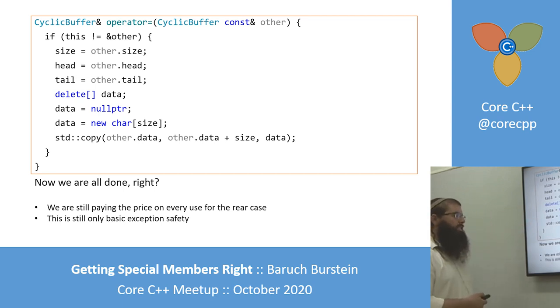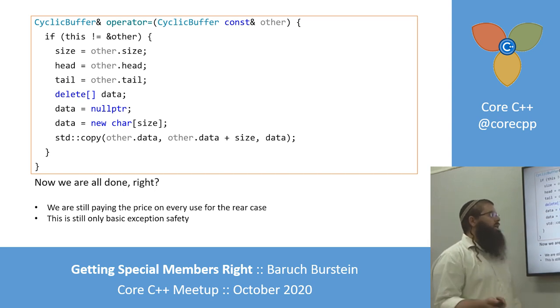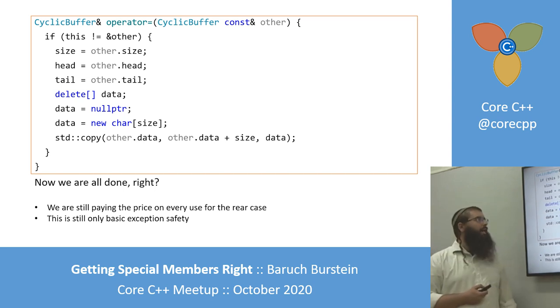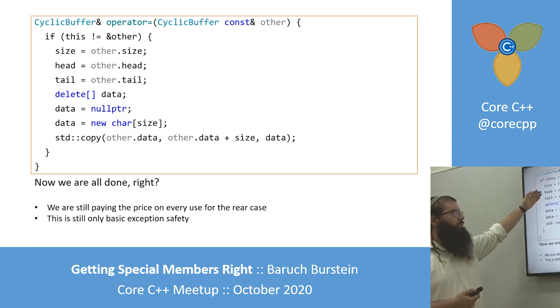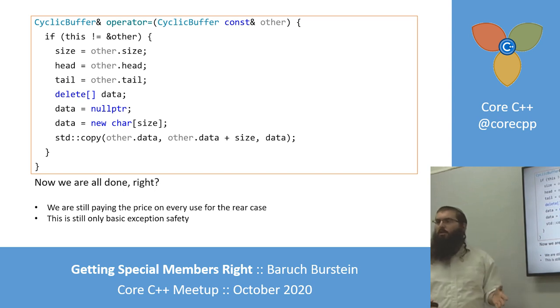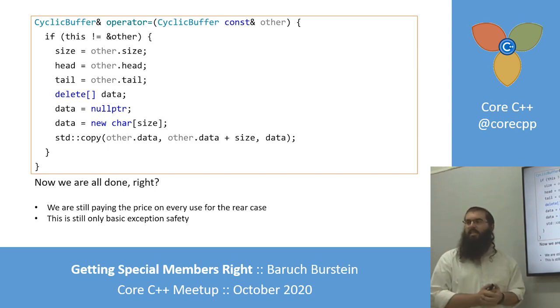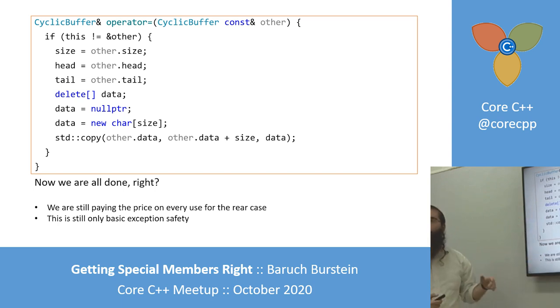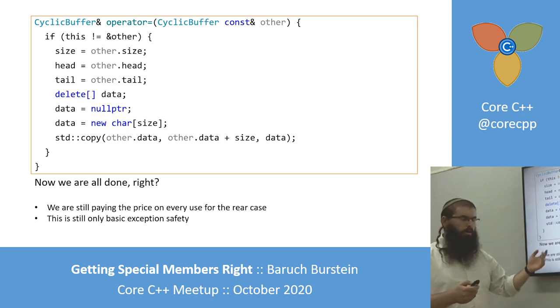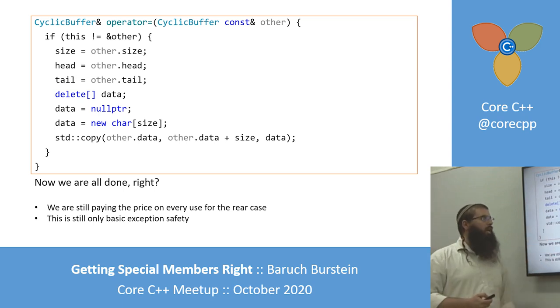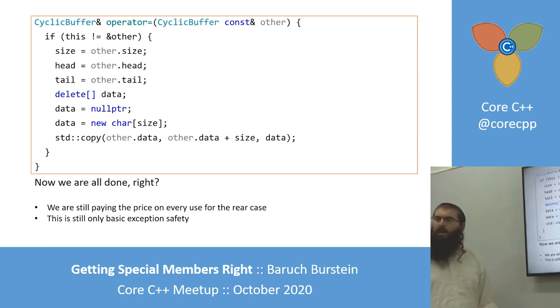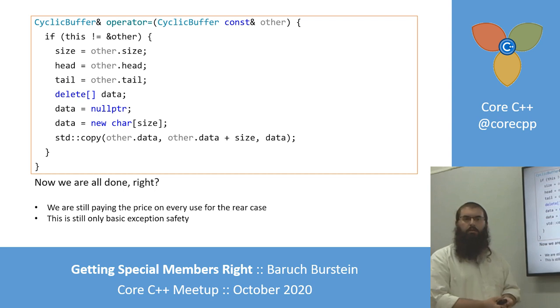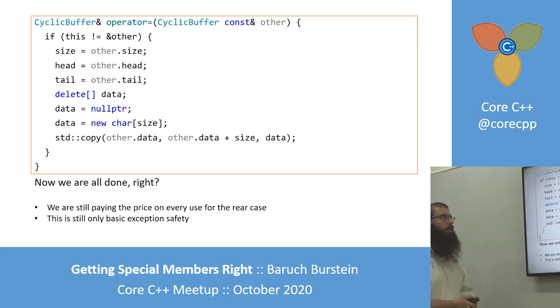And this also is only basic exception safety. As was mentioned, exception safety has different levels. Basic exception safety just means that if an exception is thrown, it will not crash. Everything will still be in a consistent state. I will be able to call the destructor and nothing bad will happen. But I cannot keep using this object, because we would prefer to have strong exception safety, which means that either everything was changed or nothing was changed. If an exception was thrown, the object either was changed or not changed, but it is not in the in-between state.